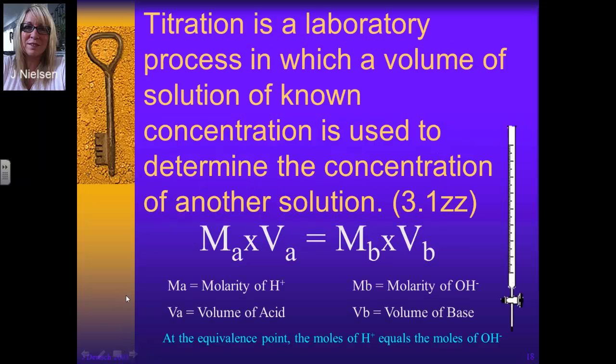Titration is a laboratory process in which a volume of solution of known concentration is used to determine the concentration of another solution. MAVA equals MBVB, where MA is the molarity of the acid times the volume of the acid equals the molarity of the base times the volume of the base. At the equivalence point, the moles of H are equal to the moles of OH.